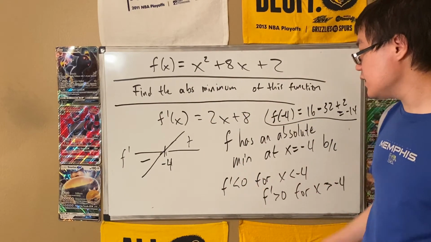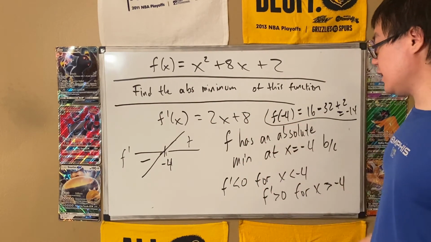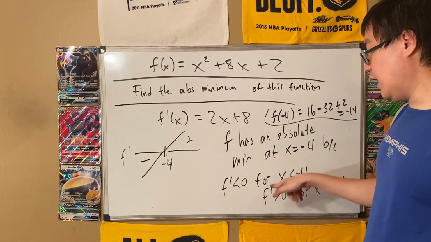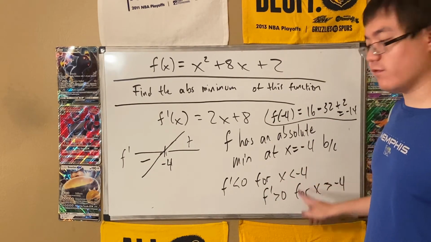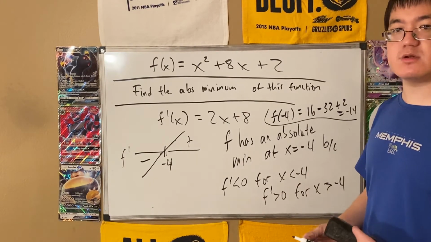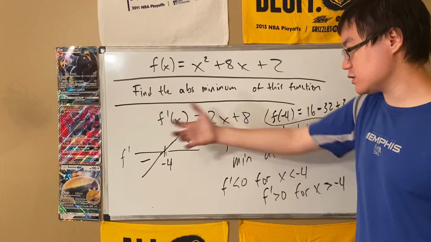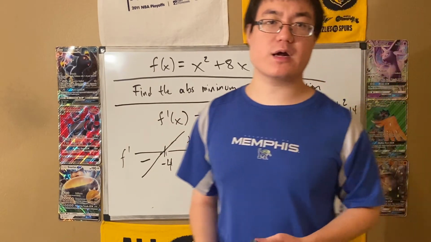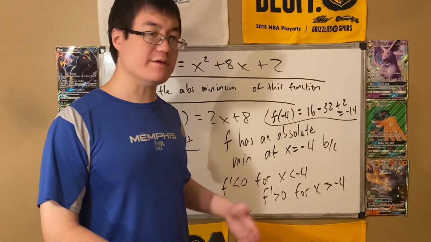If it's a min, then you write the sentence. F has an absolute min at x equals -4, because f prime is negative for x smaller than -4, f prime is bigger than 0 for x bigger than -4. That's the sentence I make my students memorize, and it's not that hard. Again, you're just describing the sign chart using math terms. But that's it for our comprehensive review of shape of curves.